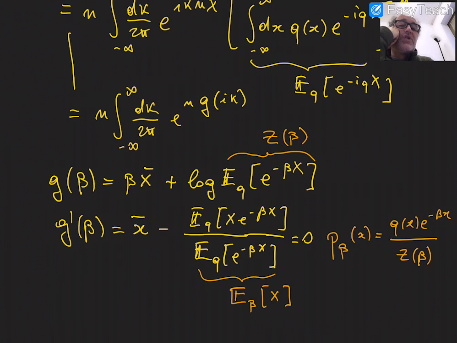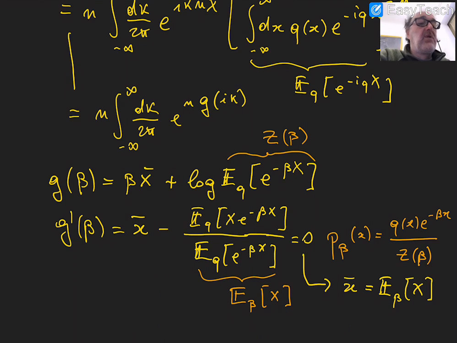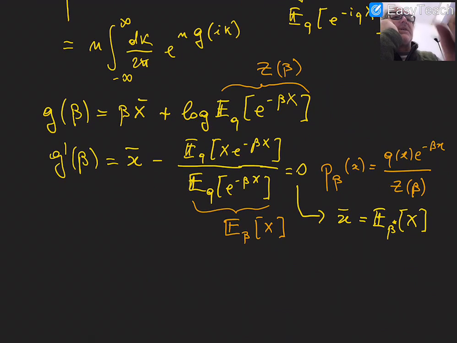So when you solve this equation, you find that the first derivative of g has to be equal to 0. This equation is very similar to the equation that we had before, because it tells you that x bar must be equal to the expected value over this modified distribution of x. Okay, so let's say that this identifies my beta star. And then what I need to do is to expand g of ik around beta star.